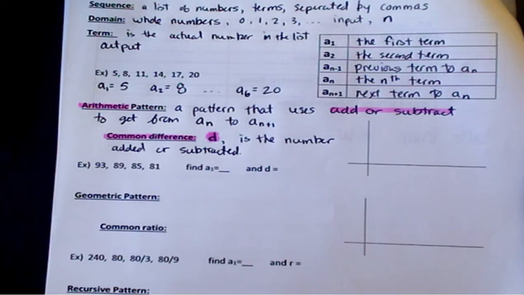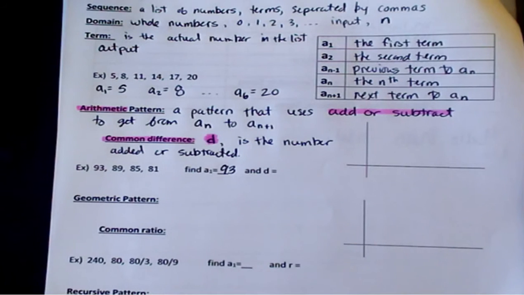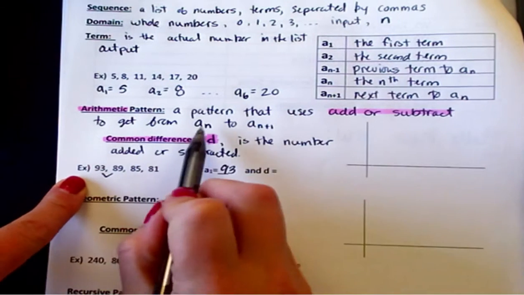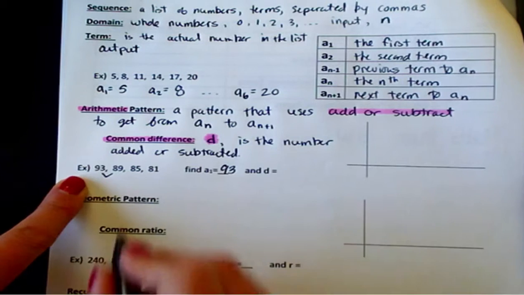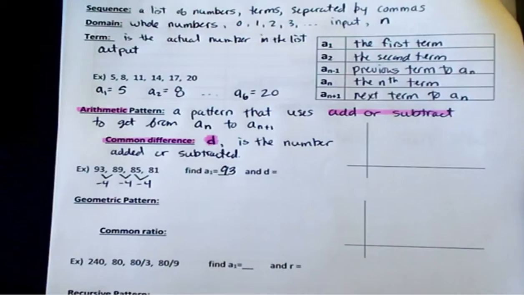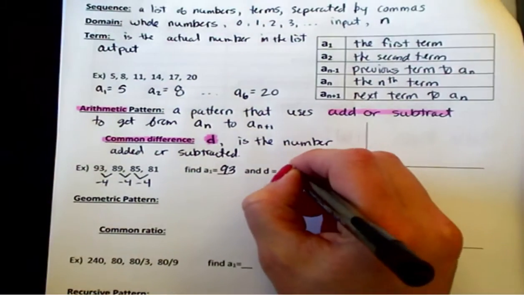Okay, here's your example. What's the first term? 93. Okay, what's the common difference? Look at the pattern and determine what the difference is. 4. Almost. -4, because it's decreasing. And so when I look for my patterns, I look at how to get from the first term to the next term. -4. Make sure that pattern stays consistent. And so the common difference is -4.